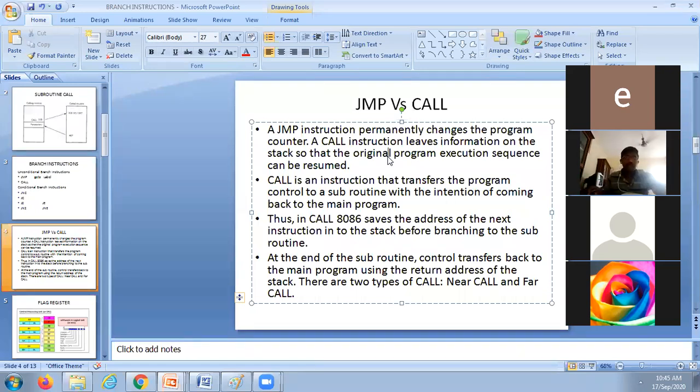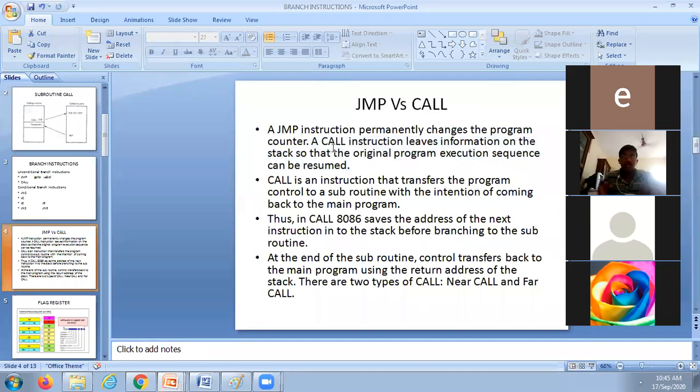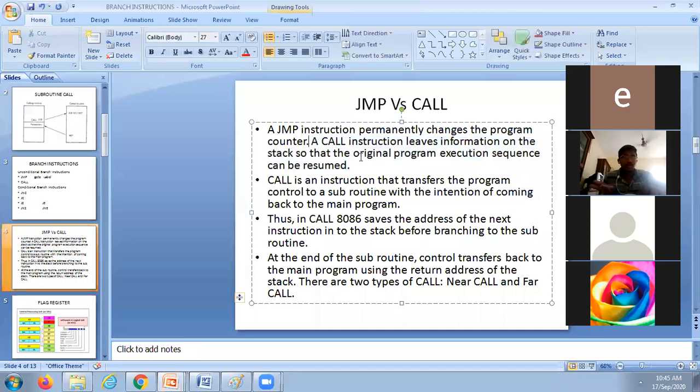This is nothing but whatever I told earlier in the subroutine call. The same thing is here. A call instruction leaves information on the stack so that the original program execution sequence can be resumed.